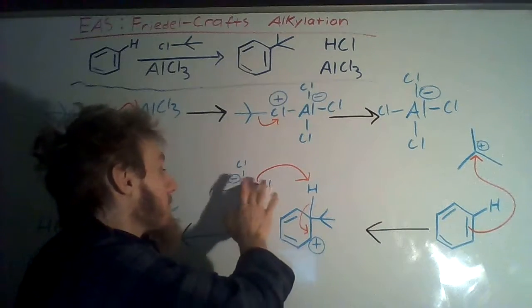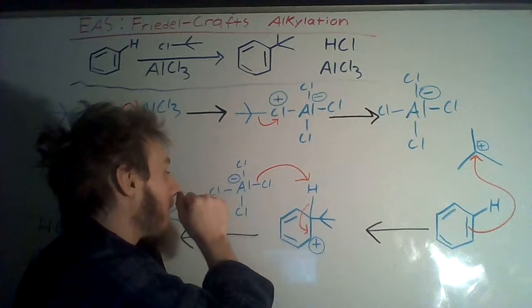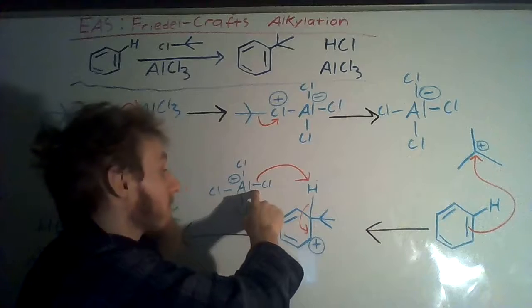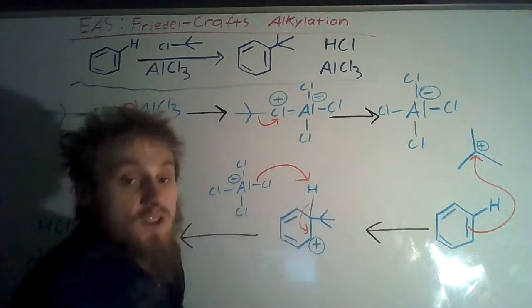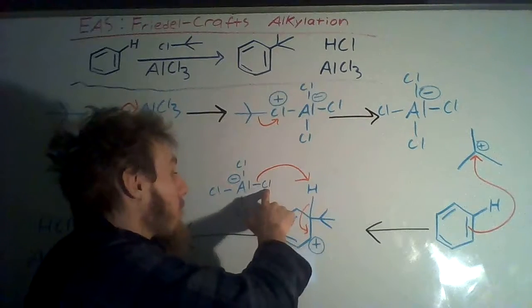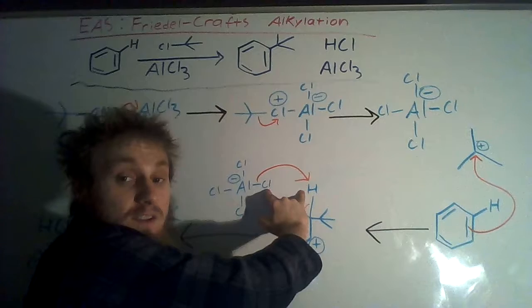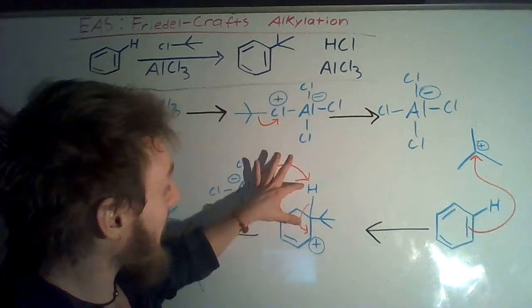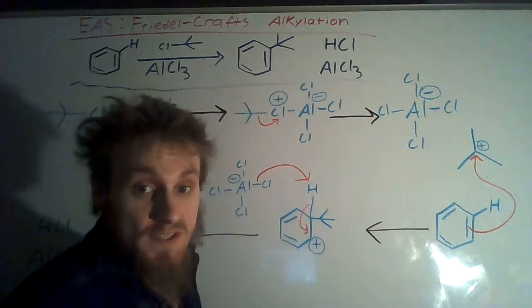So pick any aluminum chloride bond, it doesn't really matter. I picked this bond here. The electrons in this bond are going to reach over and grab this hydrogen. So we're going to form a bond between a chlorine atom and a hydrogen. Now, when this happens, the electrons in this hydrogen-carbon bond are going to fold back into the ring system.